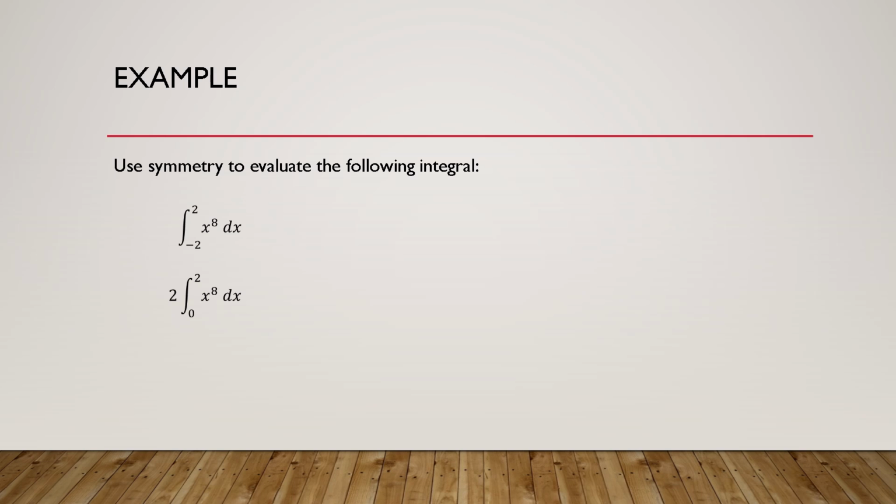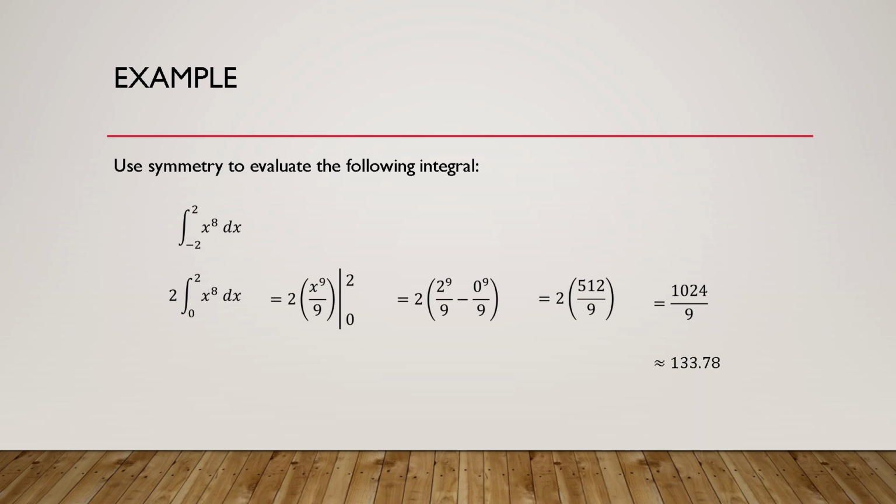The antiderivative of x to the 8th is x to the 9th over 9, and we take that from 0 to 2. We get 2 times the quantity of 2 to the 9th over 9 minus 0 to the 9th over 9, or 2 times 512 over 9, which simplifies to 1024 over 9, or approximately 133.78 units of measure taken to 2 decimal places.